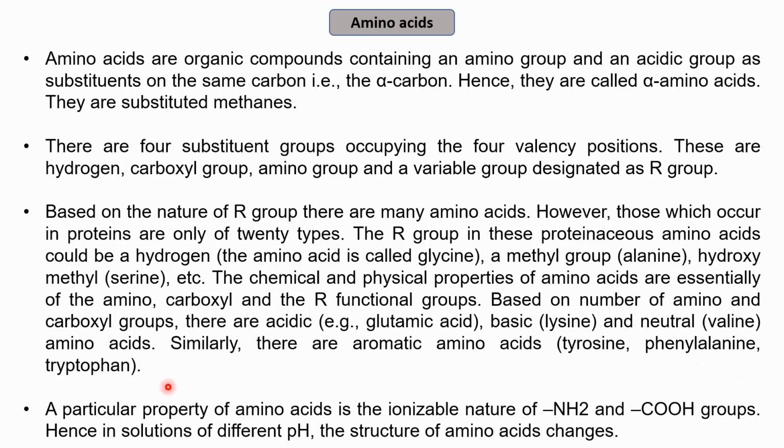Now, since an acidic group is present and a basic group is present in an amino acid, a particular property of amino acids is the ionizable nature of the NH2 and COOH groups.